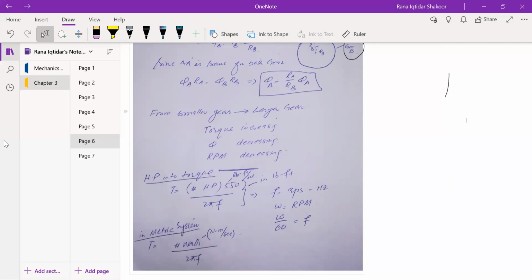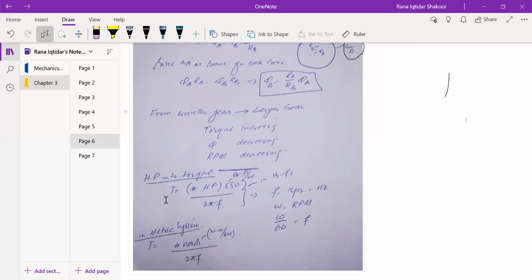So that's all for the gears. As far as this course is concerned, that's done. We will go into much more detail in machine design, or theory of machines, where you will read more about gear geometries and so on and so forth. But as far as mechanics of materials is concerned, this is done for the gears.